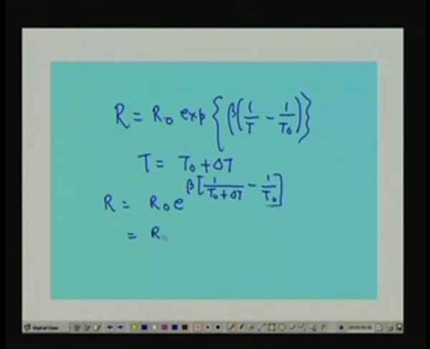So, R naught e to the power minus beta delta T by T naught square. So, this I can write as R naught into e to the power minus x, where x equal to beta delta t by T naught square, is not it?